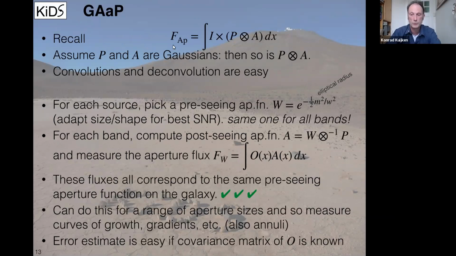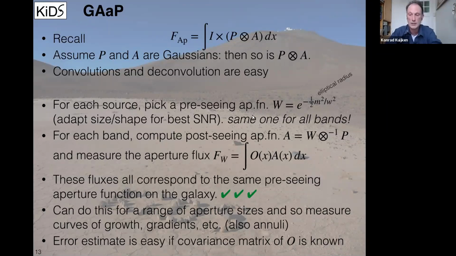Okay, so a little bit more detail. Here is the main formula again. This is how aperture photometry works. Intrinsic times this convolved aperture function. If A and P are now Gaussians, then of course the convolution is a Gaussian as well. And so this is nice because convolutions and deconvolutions become absolutely trivial. So what we do in practice is for every source, we choose what this aperture is going to look like. This P cross A, which I'll call W here, we set that to be a Gaussian of a certain size. Right, you can use an elliptical radius, and here's the size, and then the parameters of the ellipse tell you its shape.